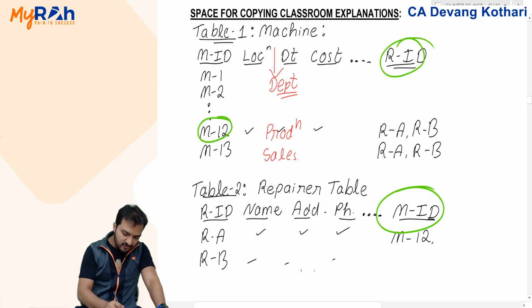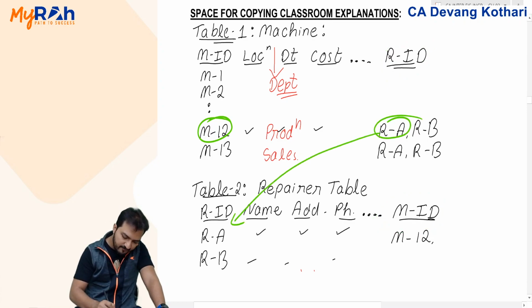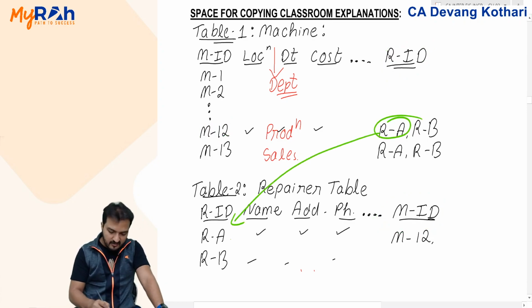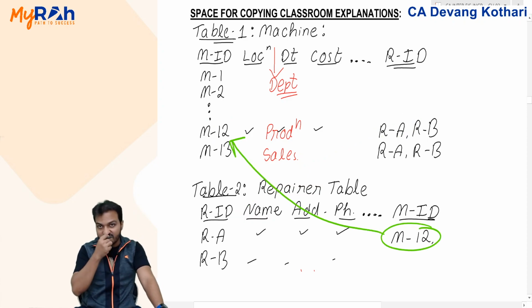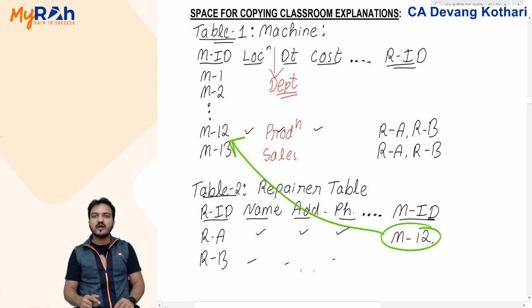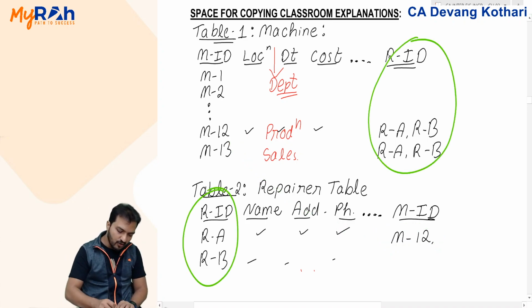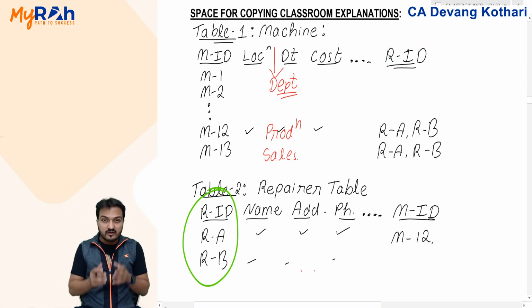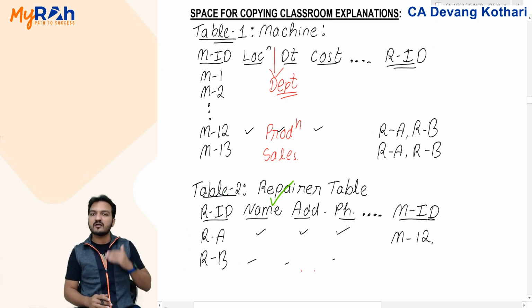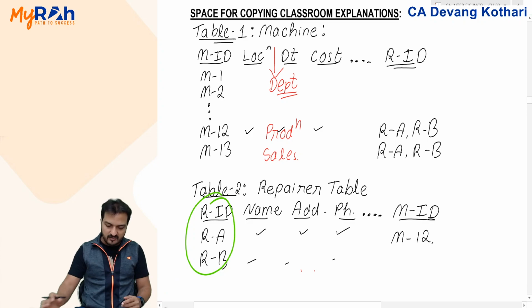So machine 12 is repaired by repairer A, and all details of repairer A will be found over here. Repairer A repairs machine 12, all details of machine 12 will be found over here. This kind of cross reference, this column here, is therefore called the primary key. So the repairer table connects with the other table using repairer ID. That becomes its primary key.